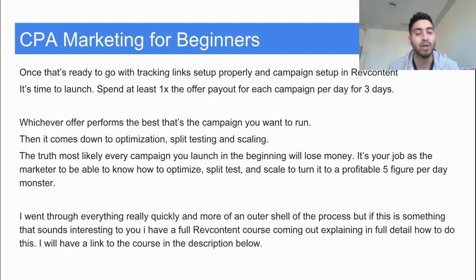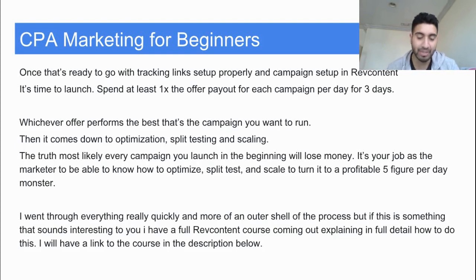So for example, I'm saying to spend at least 1 times the offer payout for each campaign for 3 days. At the end of it, you're basically going to be spending about $100 each for each campaign to see which one performs the best. At the end of those 3 days, whatever offer performs the best, that's the offer you want to run. We basically want to find the campaign that has the path of least resistance.